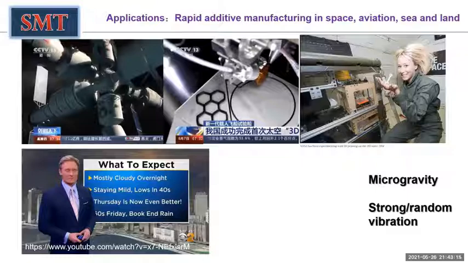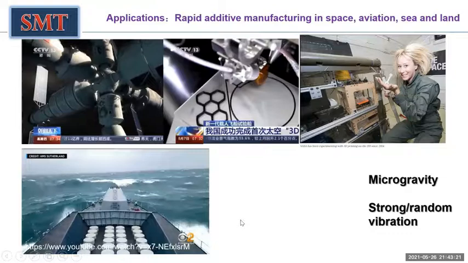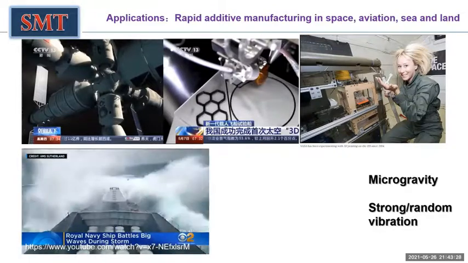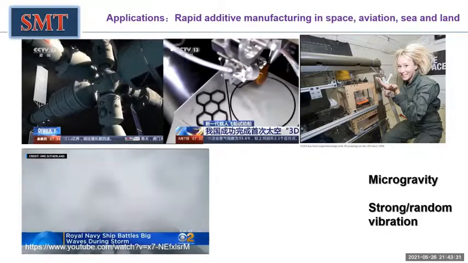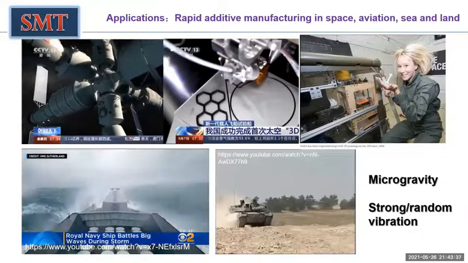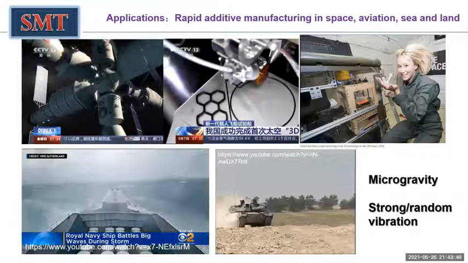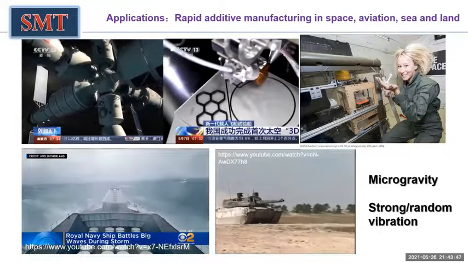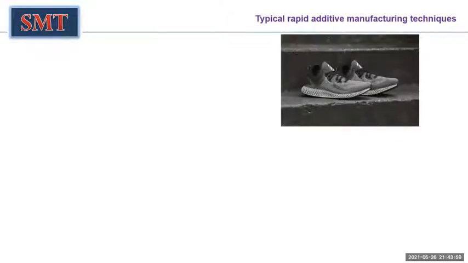And another scenario, as I mentioned, is strong random vibration. Here is a video. If you want to print something on a boat, for example, it's going to be tremendously difficult because it's a strong random vibration. Another application is on the land: can we 3D print something over here? Again, strong random vibration. Now, another very important thing is rapid manufacturing, which means it must be done within a short period of time.